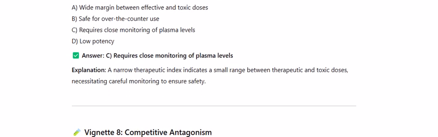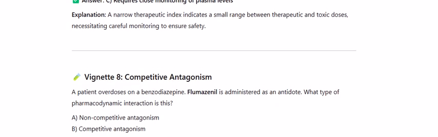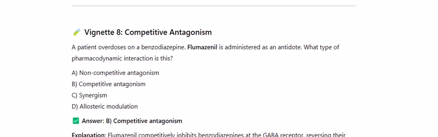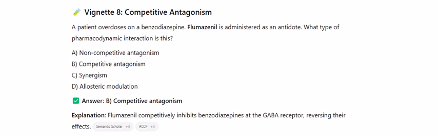Vignette 8. Competitive antagonism. A patient overdoses on a benzodiazepine. Flumazenil is administered as an antidote. What type of pharmacodynamic interaction is this? A. Non-competitive antagonism. B. Competitive antagonism. C. Synergism. D. Allosteric modulation. Answer: B. Competitive antagonism. Explanation: flumazenil competitively inhibits benzodiazepines at the GABA receptor, reversing their effects.